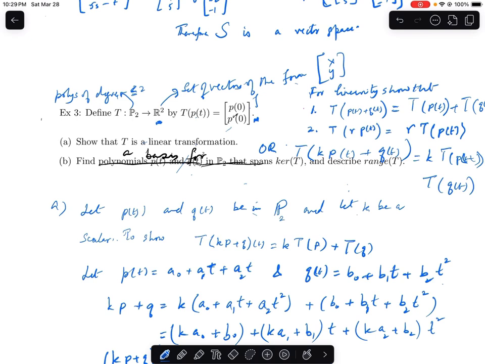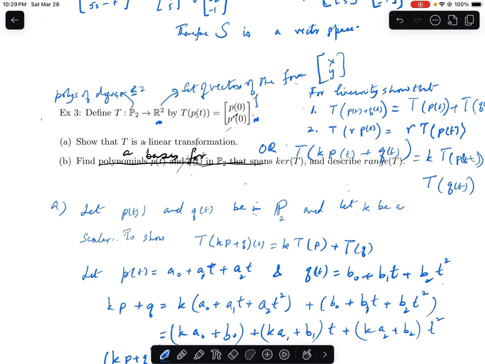The entries in the vector are p(0), meaning in the polynomial p you will plug in 0, and then the second coordinate is p'(0). So you will take the derivative and then plug in 0, and whatever you get, that will come in these places. So the first question says show that T is a linear transformation.